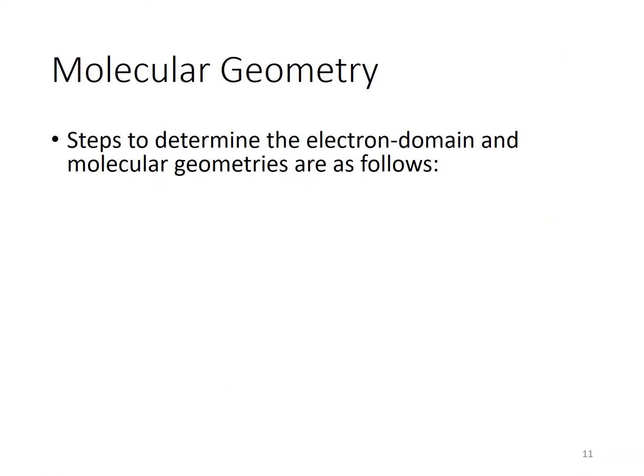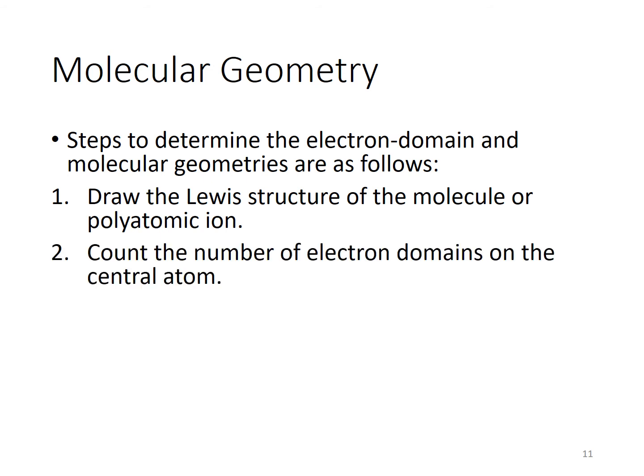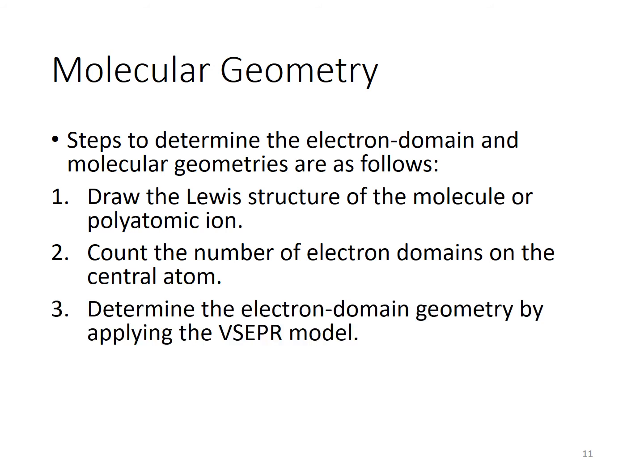Okay. So steps to determine the electron domain and molecular geometry are as follows. So first you need to draw the Lewis dot structure of that polyatomic ion. We already know how to do that. Count the number of electron domains on the central atom. This will give you the electronic geometry, or sometimes called electron domain geometry. I'm just always going to call it the electron geometry or electronic geometry. And that's going to be by using this VSEPR model.